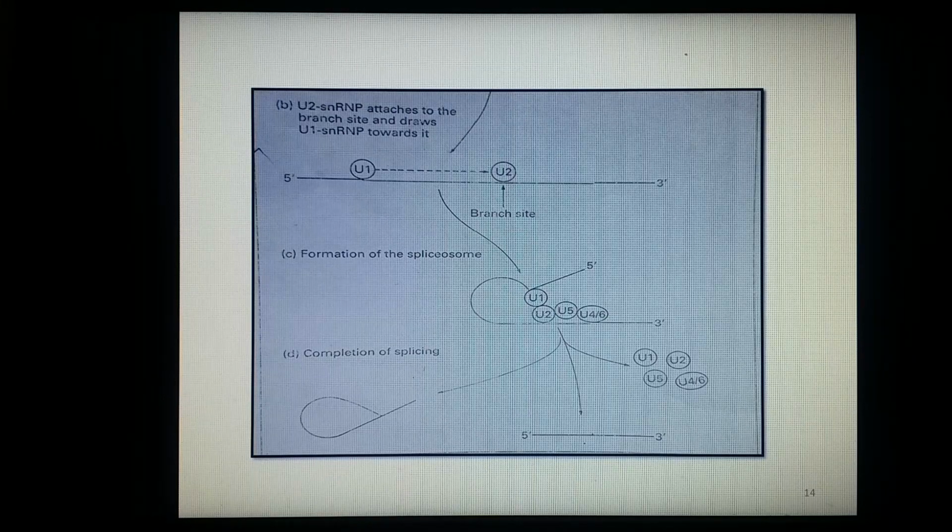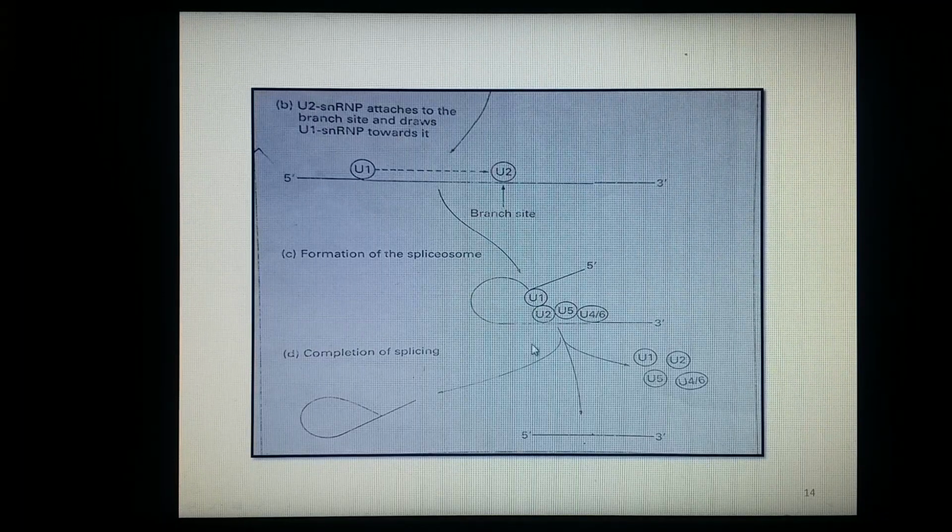So again, if I repeat this process for you, U1 will join at the 5' region, and U2 at the branch site. Then U2 will attract this 5' region and form a lariat structure, and the other snRNAs, U5, U4 and U6, will also attach to the intron, and this whole structure is basically known as the spliceosome.